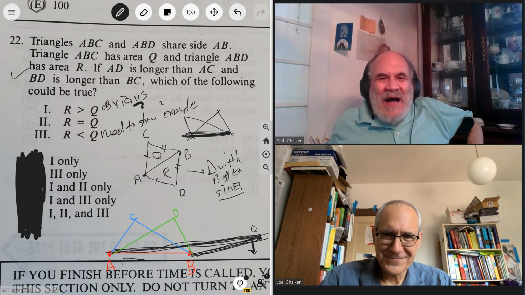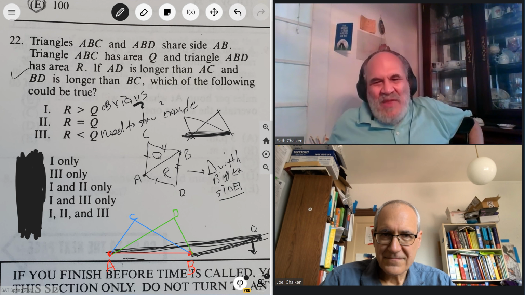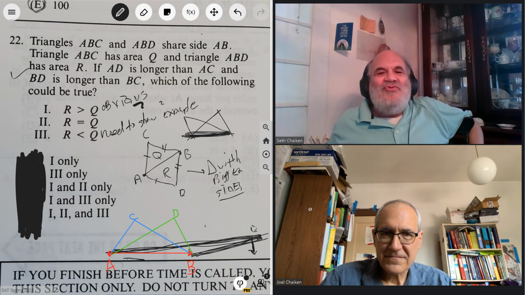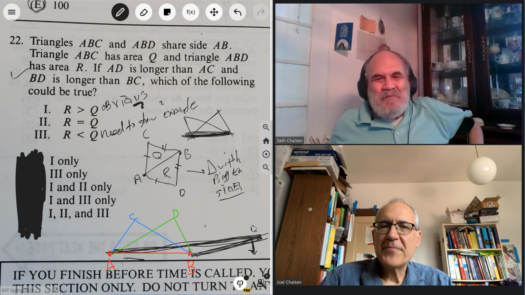And now, when Joel started fussing with the two triangles that were congruent, one on the top and one on the bottom, I thought, it's hard to think of two triangles, one on top and one on the bottom. It's much easier to think of the two triangles whose areas you're comparing as actually on the same side of the common base.